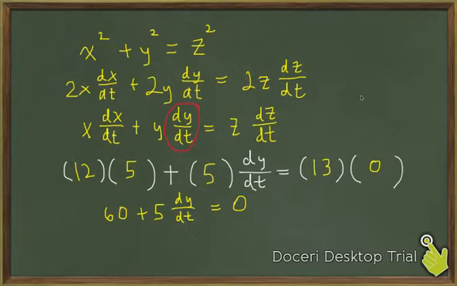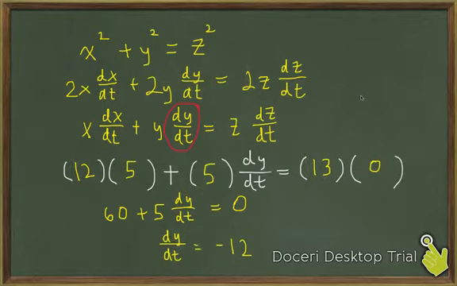This is the resulting equation. Subtract 60, divide by 5, and you'll find dy/dt. So I have that dy/dt equals -12.